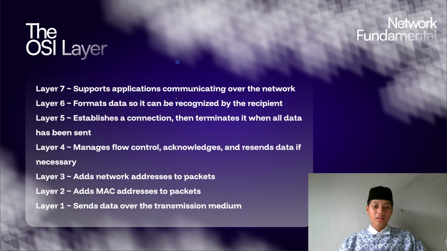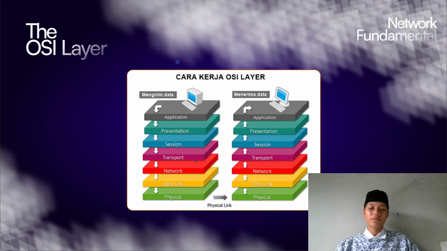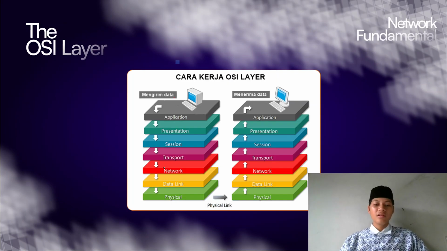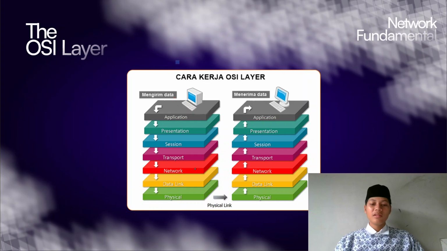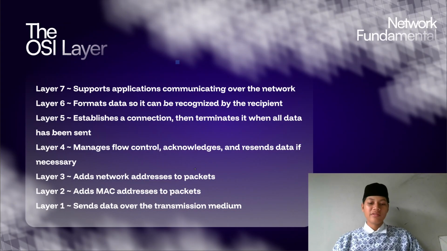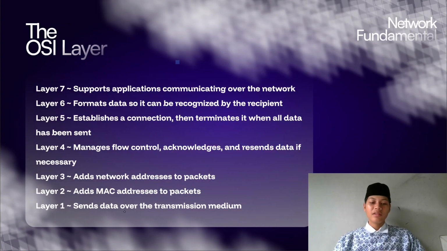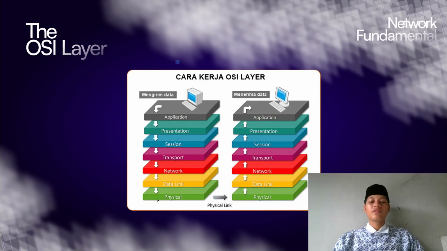And then transport manages flow control, acknowledges, and resends data if necessary. So that's what transport does. And then layer three adds network addresses to packets. Sometimes it's an IP address. Basically, they're adding an IP address to the message. And then layer two adds a MAC address to packets. So data link will add a MAC address to the package or the data. And then layer one sends data over the transmission medium. Usually it is using binary or a cable.